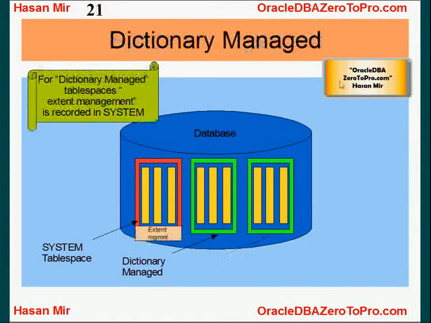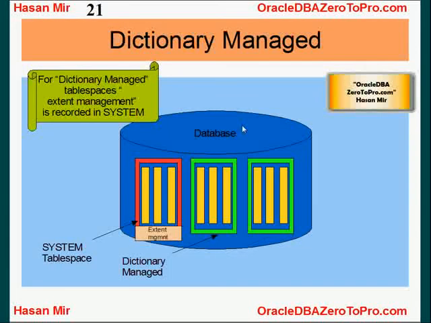Let's talk about dictionary managed table space. For a dictionary managed table space, the space management or extent management information is recorded in the system. For example, this is our dictionary managed table space, and what extents are available, what extents have been used, where the new information will be written, all that is stored in the system table space about this dictionary managed user table space. So let's call this table space a user table space.